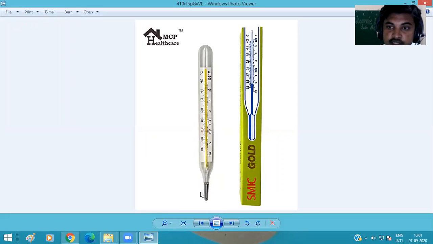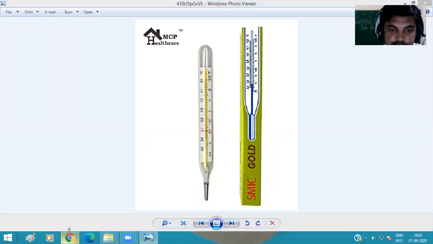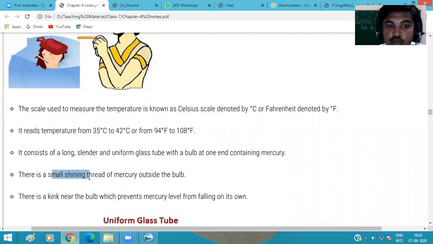When this bulb senses a difference in temperature, it increases or decreases the level of mercury. If the temperature is decreased, the level of mercury goes down, or if the temperature is increased, the level of mercury moves up. There is a small shining thread in which mercury moves. There is a kink near the bulb, and it prevents the level of mercury from falling down.